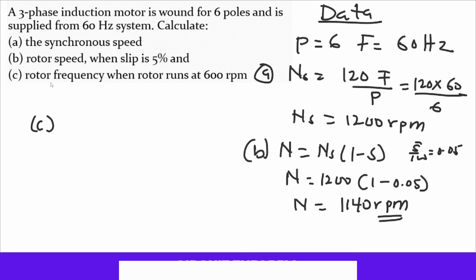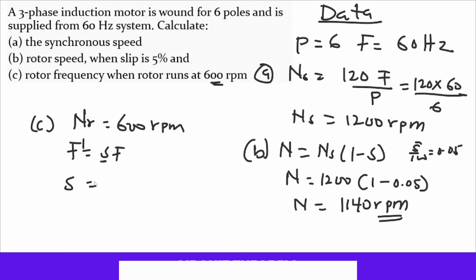So let's move on to the C. The rotor frequency when the rotor runs at a certain speed. So we have a certain speed given, so we can call it the rotor speed. It is actually 600 RPM, right? So we have to determine the frequency. We know that the rotor frequency will be equal to the slip times the actual frequency. But we don't know the slip for this speed, so we can get that.